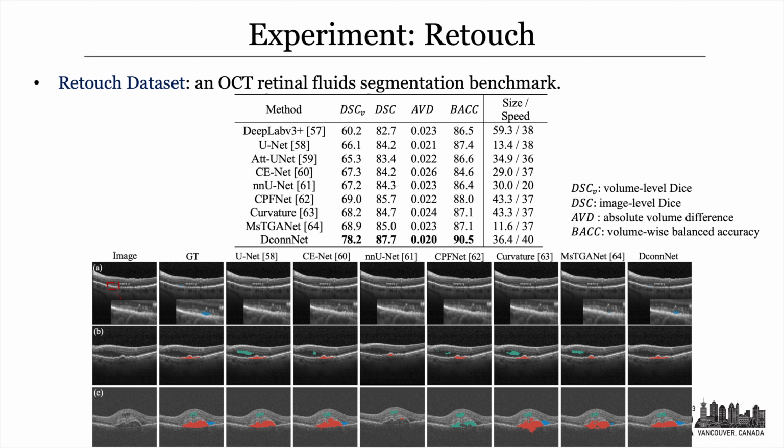We did our experiments on 3 public medical datasets. The first one is our main dataset, called Retouch. It is an OCT retinal fluid segmentation dataset. The 3 colors in the visualization represent 3 kinds of retinal fluids. From the table, we can see DCONNet performs better than any baselines under any metrics while achieving the fastest inference speed. From the visualization, DCONNet made the most anatomically consistent prediction while others made topological issues in their predictions.